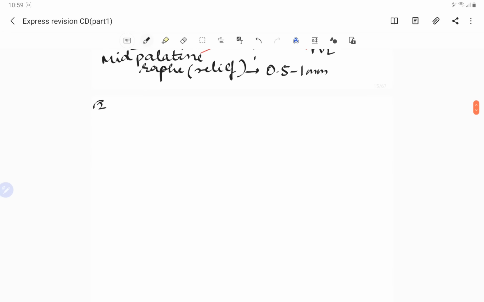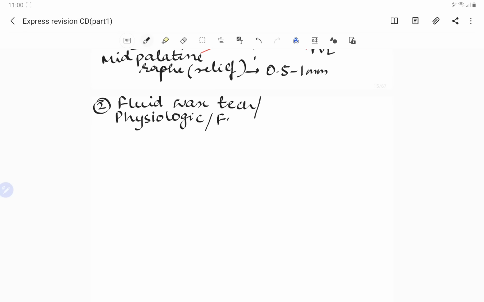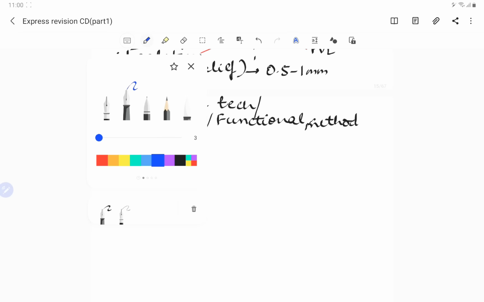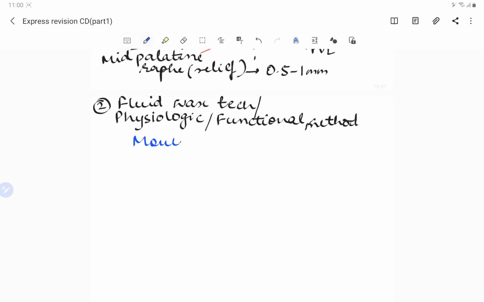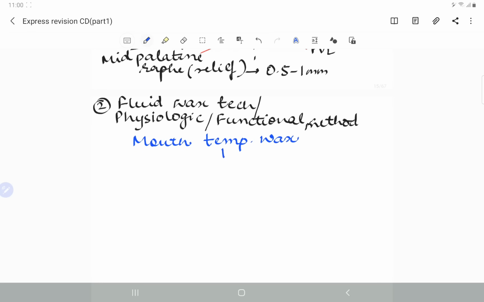Then talking about the second one, the fluid wax technique, also known as the physiologic method, also known as the functional method. Why physiologic method? Because this is a physiologic technique of displacing the tissues within physiological limits. Why functional method? Because we are going to take mouth temperature waxes to record the PPS.